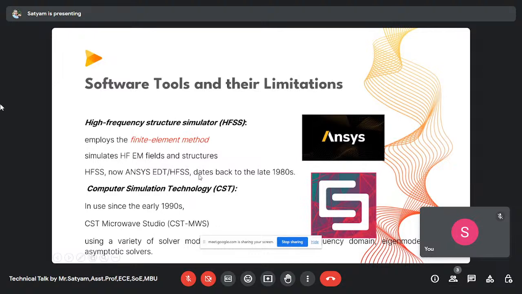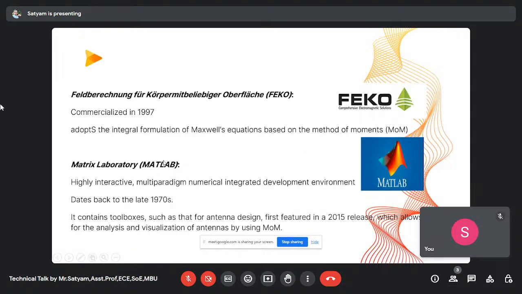And then we have CST Microwave Studio. It started from the 1990s. And then we have FEKO. It is very recent, 1997 only, and it adopts the technique called method of moments. All these techniques come under computational electromagnetics. Under the heading of computational electromagnetics, there are the finite element method, method of moments, FDTD, a lot of variations.